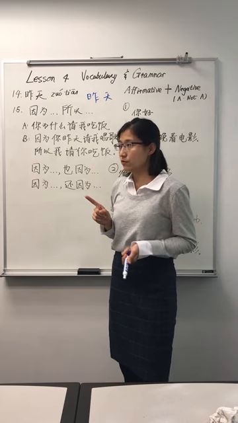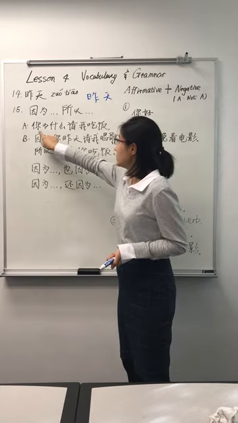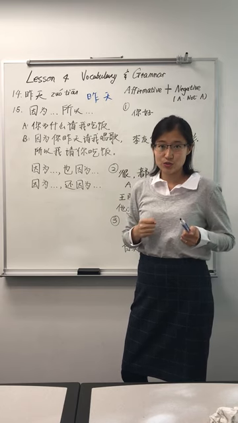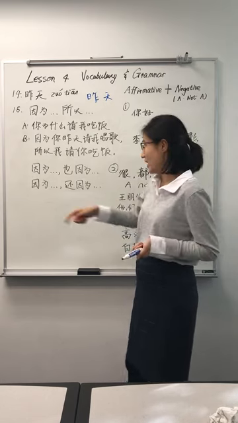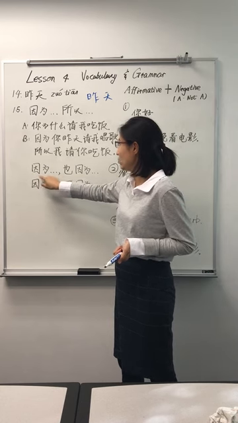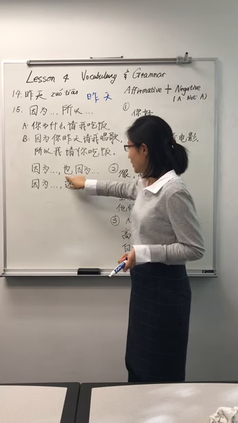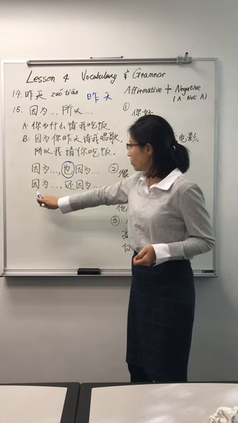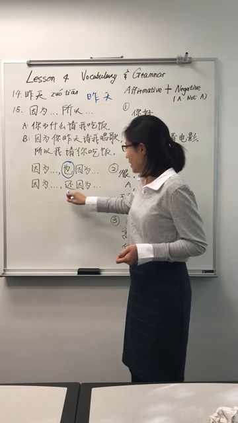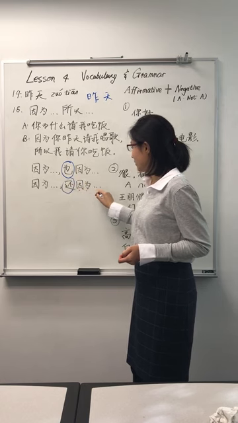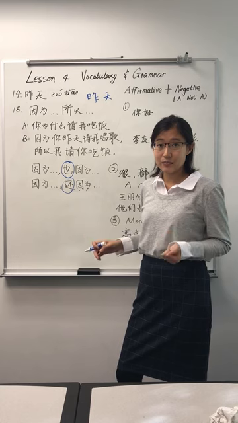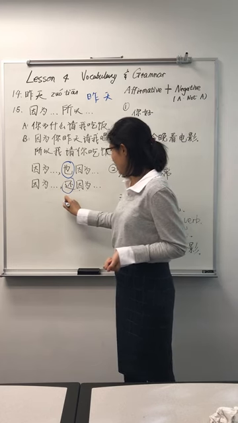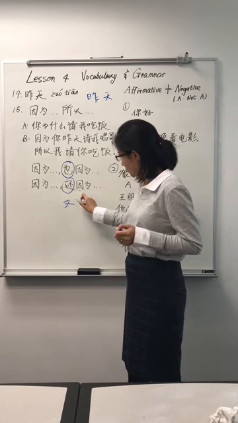So you see, 因为 and 所以 in one sentence. If we have the same question, 你为什么请我吃饭, and I have two reasons, how do I connect these two reasons together? I can say 因为, then something, and then use 也因为, or 还因为 for another reason. 还 and 也 mean also or again, and we will learn this later. They have the same meaning.